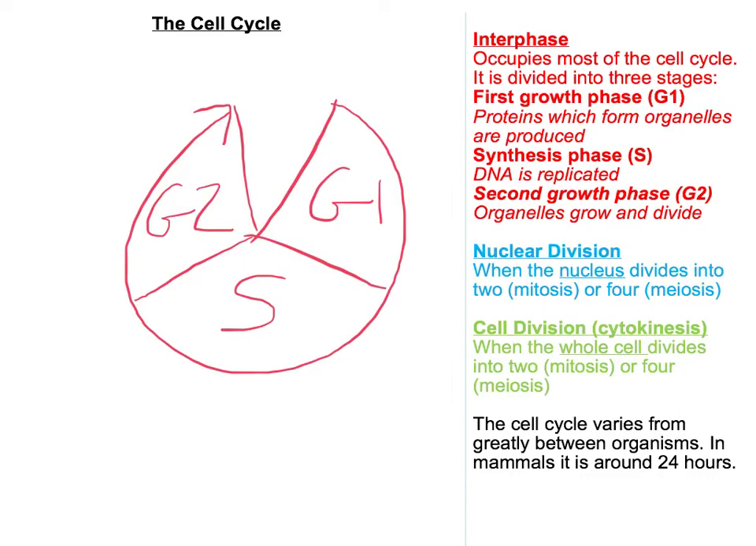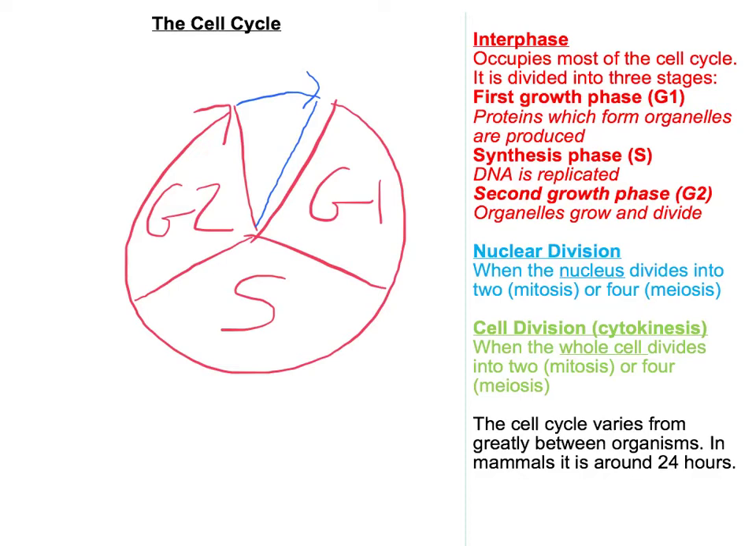The next stage is nuclear division, and I'm going to represent that just in there. Now, nuclear division is when the nucleus actually divides, as the name suggests. That can be mitosis, to create two identical daughter cells for growth and repair, or it can be meiosis, where it produces four haploid gametes. Again, I'll talk about those a bit later.